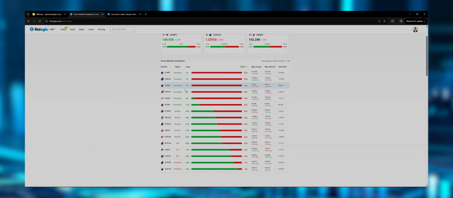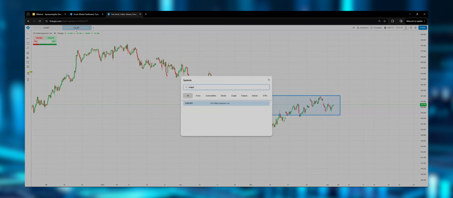Next one. GBP/AUD just popped up. It refreshes every 15 minutes, so now we've got GBP/AUD strong buy. So that's an extreme. I would be looking to maybe short that. Let's see, GBP/AUD.